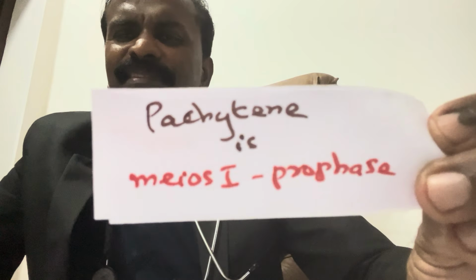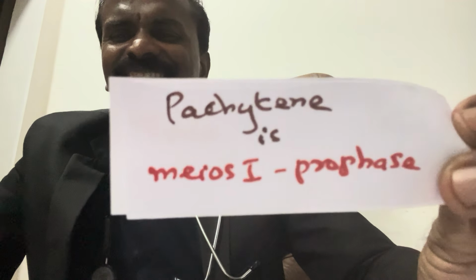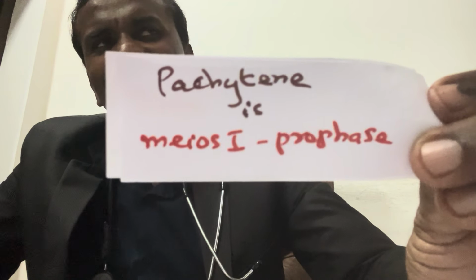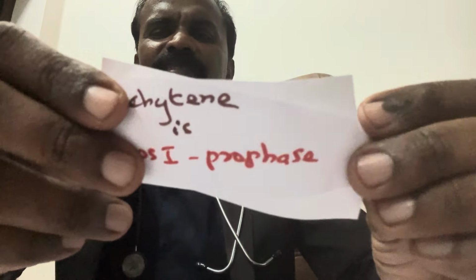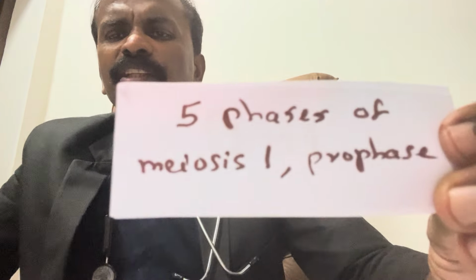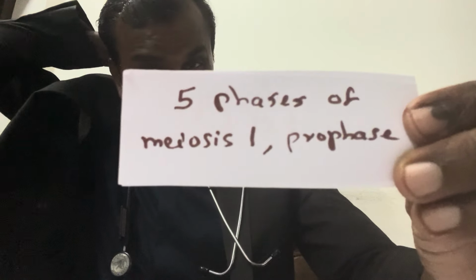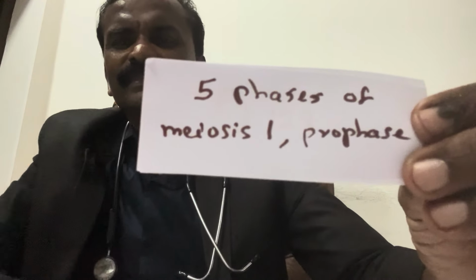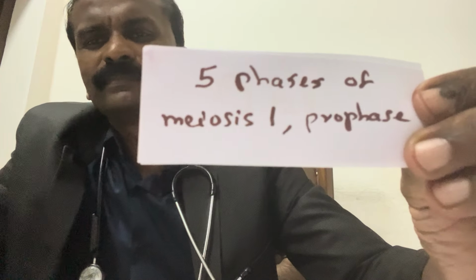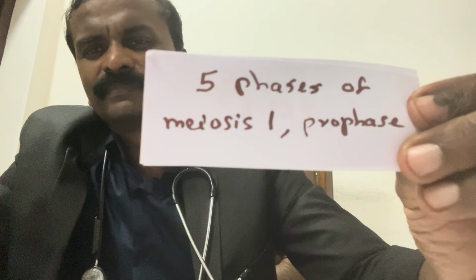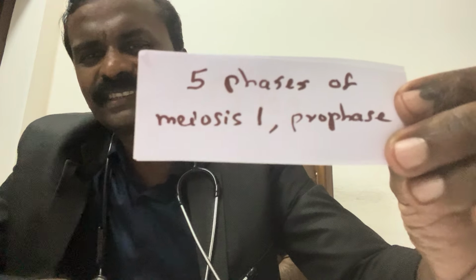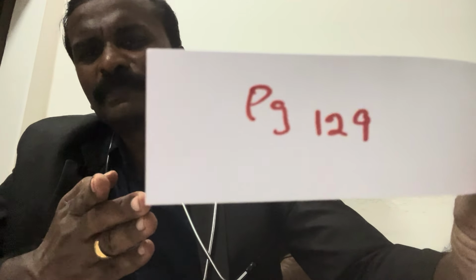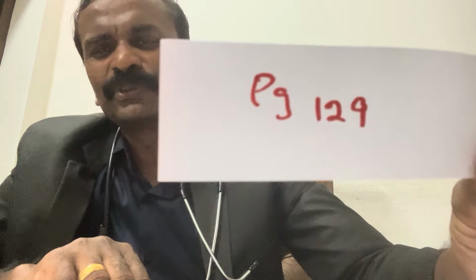Pachytene is found in meiosis 1 prophase. Now you are happy to answer this because it's short-term memory. So it is true, right? Can you tell the 5 phases of meiosis 1? They are a little complicated words to pronounce, so refer to this page number. It's homework for you.